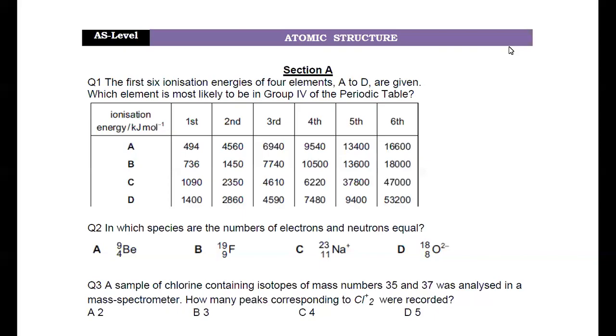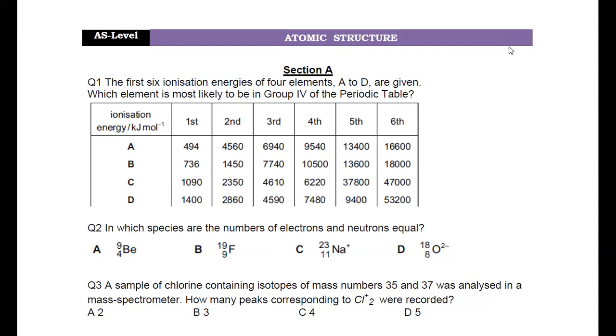The question states there are 6 ionization energies of 4 elements, A to D. Which element is most likely to be in group 4 of the periodic table? So you have to determine, looking at the ionization energy, which element is most likely to be in group 4 of the periodic table.